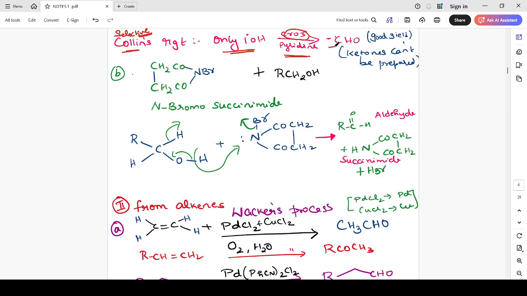When it is given primary alcohol, it should give aldehyde, right? Yes, it gives aldehyde in a good yield. Ketones can't be prepared because I'm not using it for secondary alcohol. I use it only for the primary alcohol. So ketones can't be prepared here. Cleared up till this?